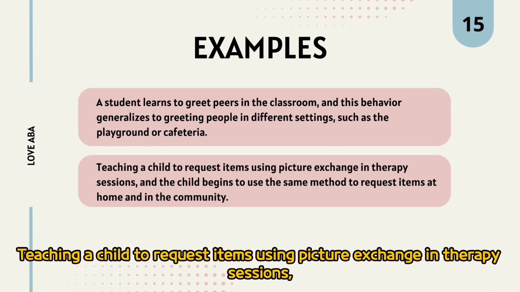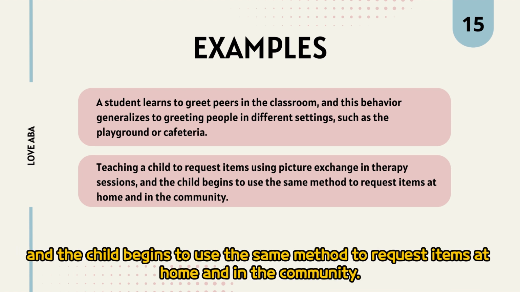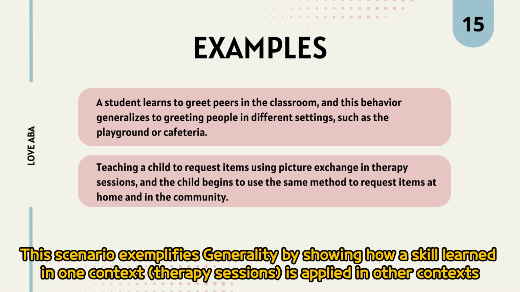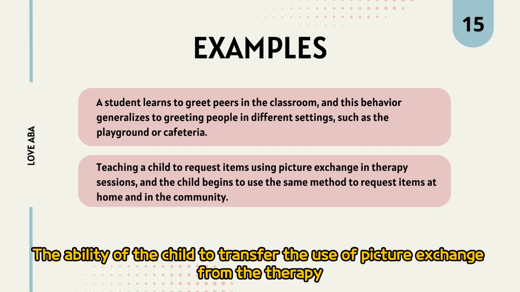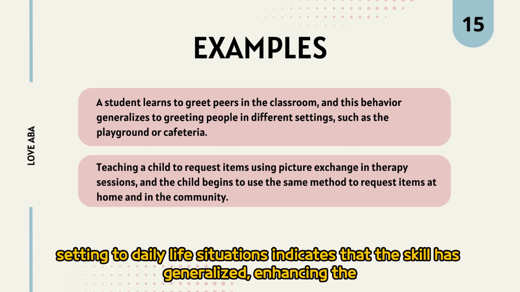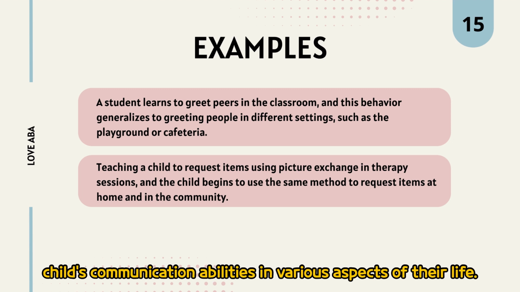Teaching a child to request items using picture exchange in therapy sessions, and the child begins to use the same method to request items at home and in the community. This scenario exemplifies generality by showing how a skill learned in one context, therapy sessions, is applied in other contexts, home, community, and potentially to a wider range of items or needs. The ability of the child to transfer the use of picture exchange from the therapy setting to daily life situations indicates that the skill has generalized, enhancing the child's communication abilities in various aspects of their life.